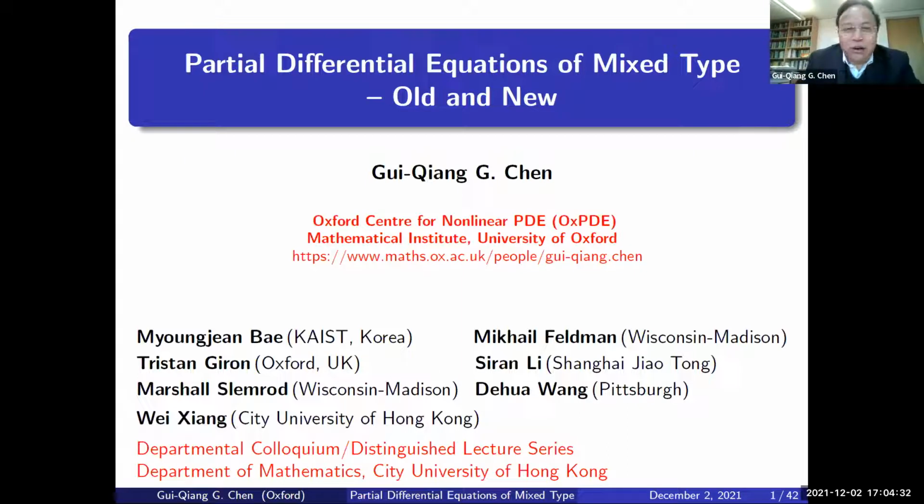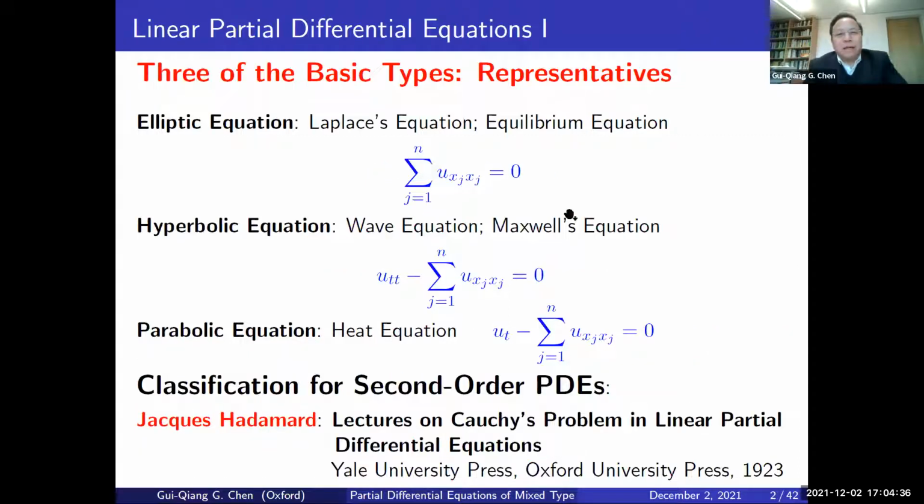As is well known, three of the basic types of partial differential equations are elliptic equations, hyperbolic equations, and parabolic equations, following the classification for second order PDE first proposed by Jacques Hadamard in the early last century.